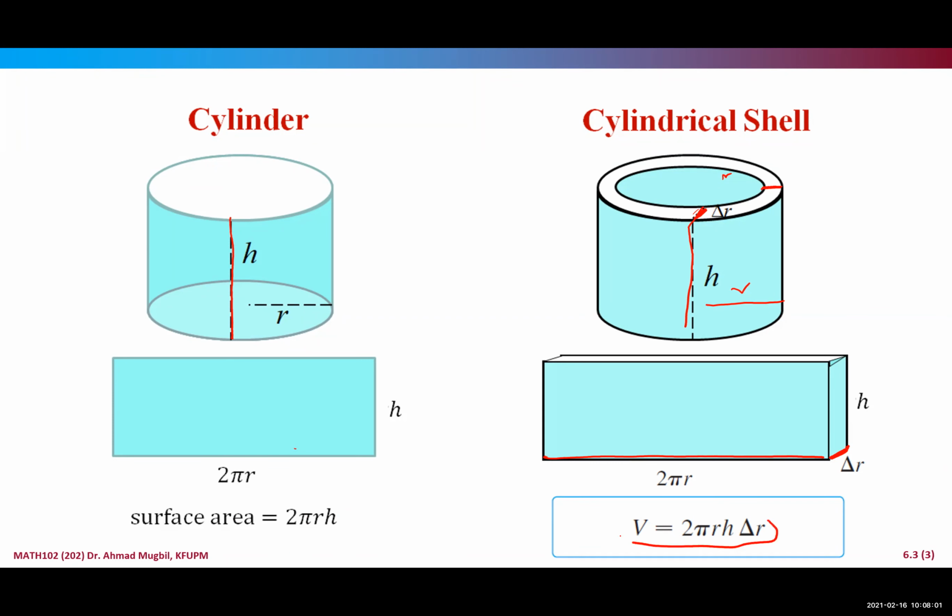Remember this, shabab. We will use this 2πrh dr. In our case, dr will be just delta x or delta y. It depends on the function that you have and the region that we have. Is it clear, shabab, how to find the volume of a cylindrical shell?